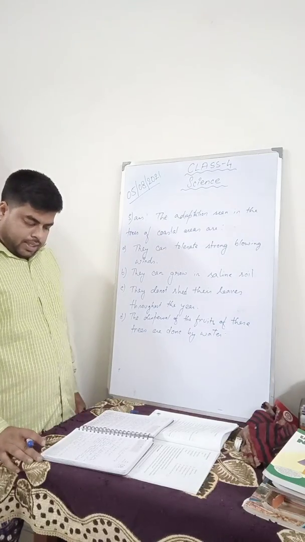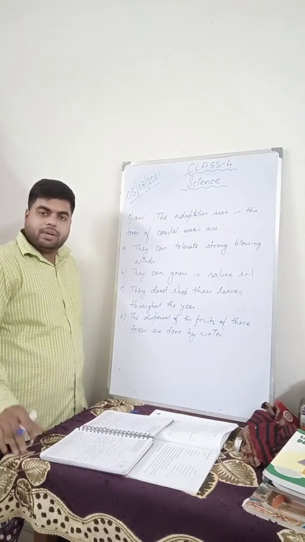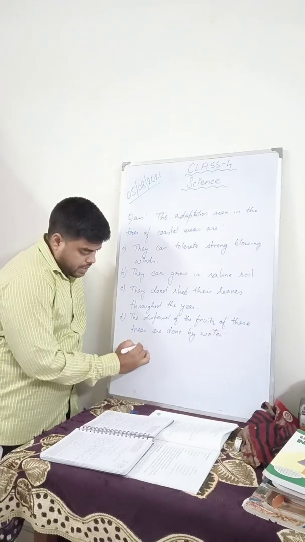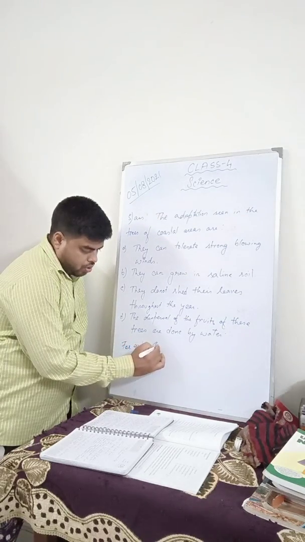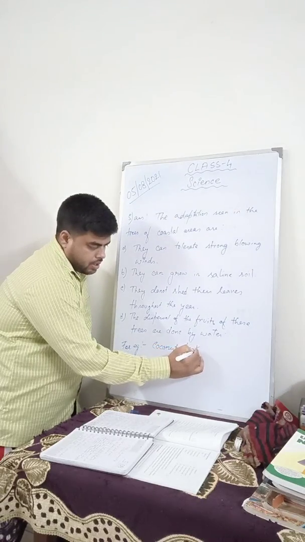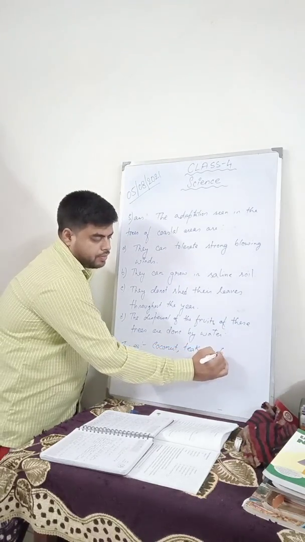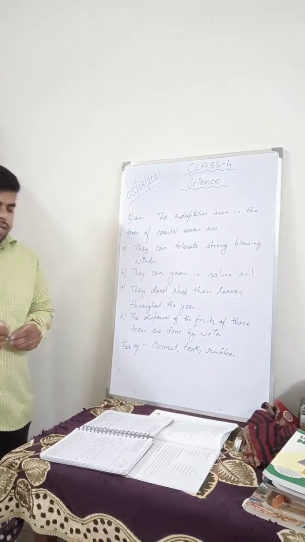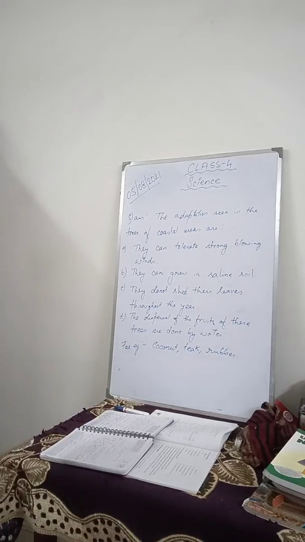And in this, they have not asked you for examples, but we will write, for example, coconut, teak, rubber, etc. So these are the adaptations that we can see in the plants that grow beside the ocean, seas or rivers. So please note this down, children.